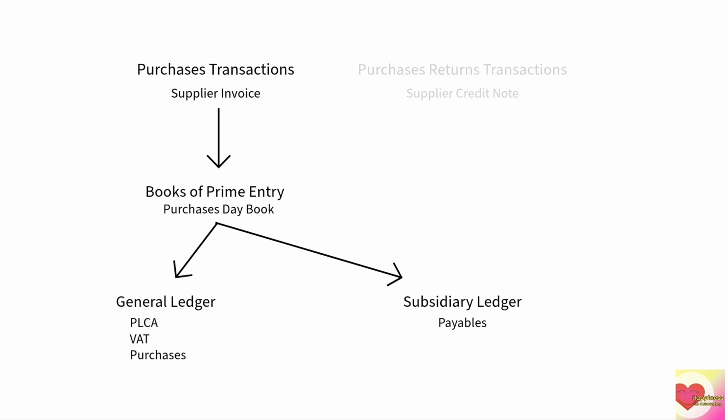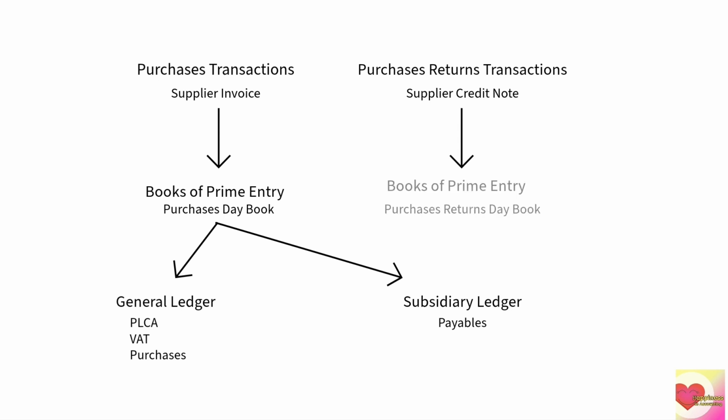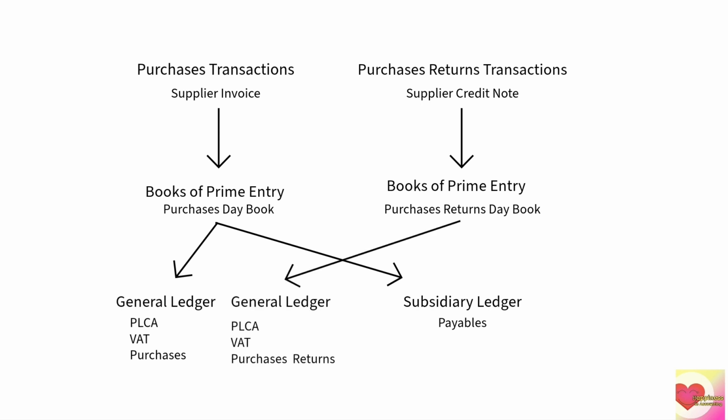Next is purchases returns transactions. It means that we have returned defective goods to our supplier. We receive credit notes and we record it to the books of prime entry called Purchases Returns Daybook. After a period, we record the total to general ledger and the individual transaction to the subsidiary ledger. In the general ledger, we record in PLCA, VAT, and purchases returns account. In subsidiary ledger, we record in payables or individual suppliers account.